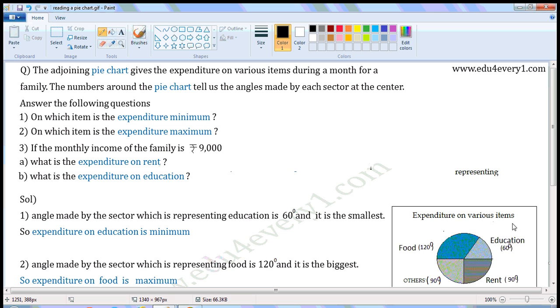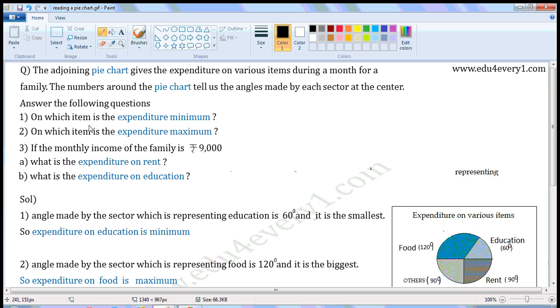Expenditure on various items. In this pie chart, there are 4 sectors. This sector represents expenditure on food and the angle of the sector is 120 degrees. This sector represents expenditure on education and the angle of the sector is 60 degrees. This sector represents expenditure on rent and the angle of the sector is 90 degrees. This sector represents expenditure on others and the angle of the sector is 90 degrees.